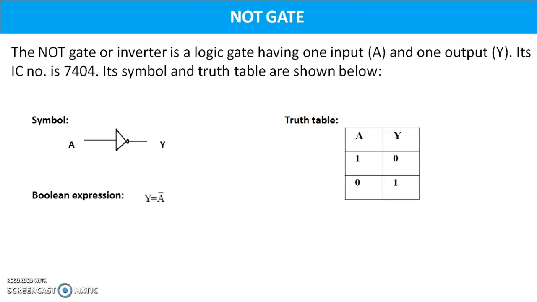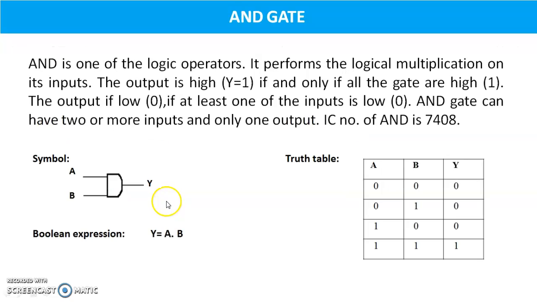Next is NOT gate. NOT gate is a basic type of gate. This is the symbol of NOT gate. NOT gate means whatever the input is applied, it will give the inverted output of that input. So that is the NOT gate. IC number for NOT gate is 7404. If we apply the input 0, it will give the output 1. If we apply the input 1, output will be 0. So Boolean expression for NOT gate is Y is equal to A bar.